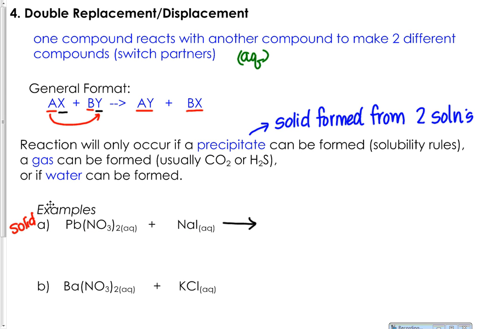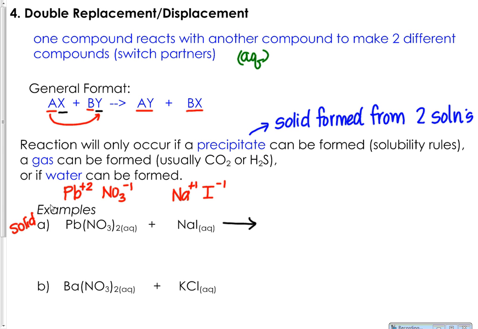The best thing you can do is think of charges. In this case, the Pb has a +2 charge. The NO3 has a -1. And you should know how to figure that out based on our work last chapter. In this compound, Na has a +1 charge, and I has a -1 charge. Now all you're going to do is make them switch partners.